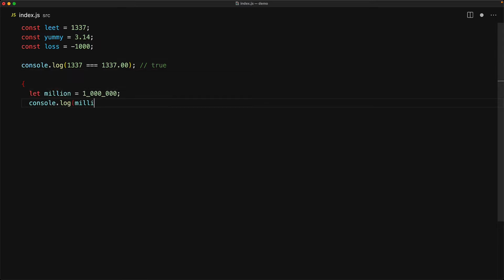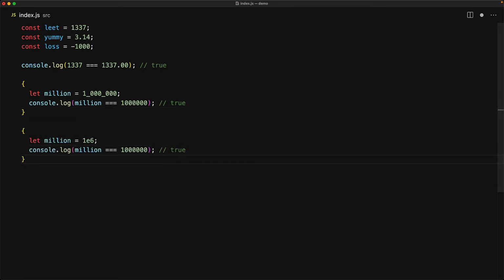Modern JavaScript numbers can also include an underscore, and this is purely for readability purposes. This does not impact the value that is contained by that number. Additionally, you can declare numbers with the scientific E notation. After the E, you are basically specifying how many times you want the decimal to move towards the right. Here, of course, we are saying that starting with the value of 1, we want the decimal to move 6 times towards the right, giving us 1 followed by 6 zeros, which is a million.